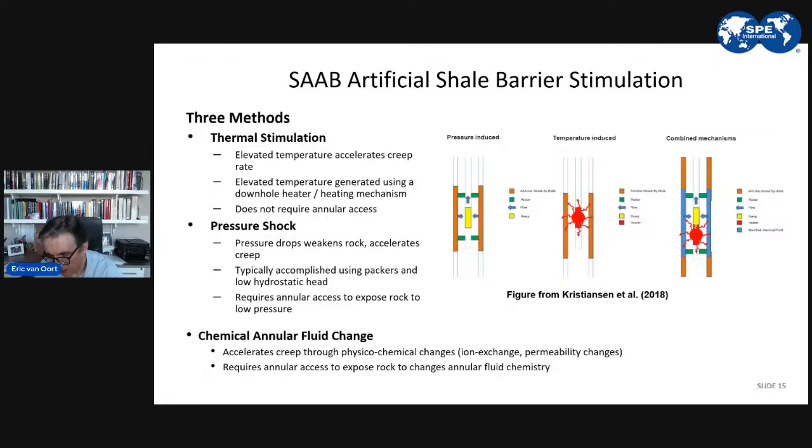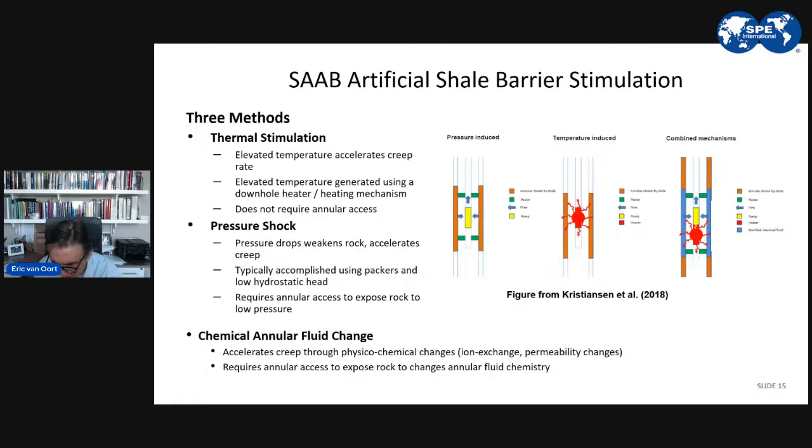Thermal stimulation is basically achieved by letting a heater down the well and, from the inside of the casing, heating the casing and also the formation behind the casing, and then increasing the near wellbore formation temperature, which greatly accelerates any creep tendencies. It can be increased by orders of magnitude, as I will show you in a moment. And this is actually practically feasible. There are right now companies that provide such heaters by which this could be accomplished.